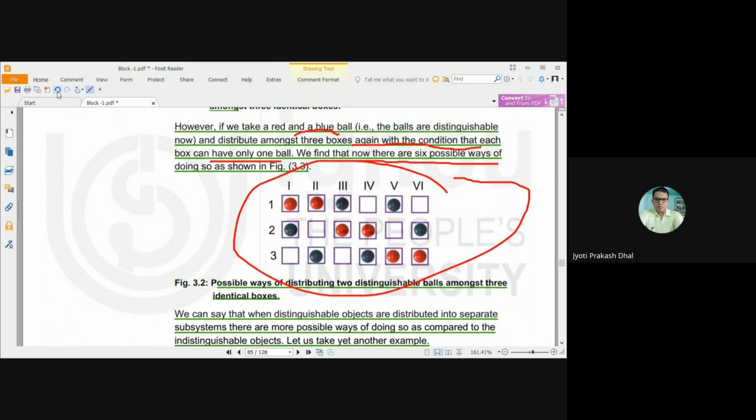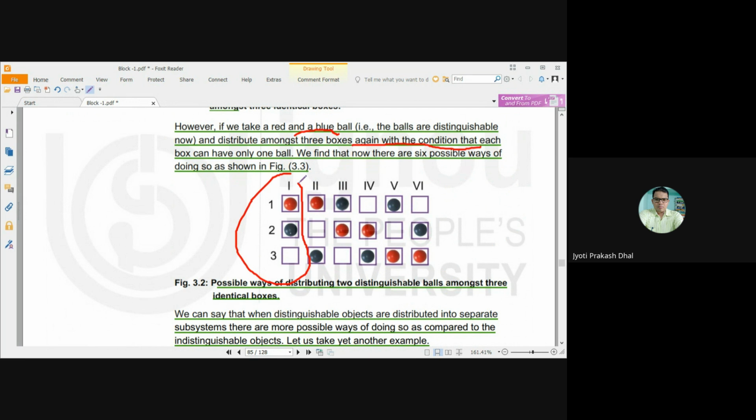In the first possible way, we have to keep the red ball in box 1 and blue ball in box 2. The second possible way, red ball in box 1 and blue ball in box 3. The third possible way, blue ball in box 1, red ball in box 2. Fourth possible way, red ball in box 2, blue ball in box 3. And similarly, these are the fifth and sixth possible ways.